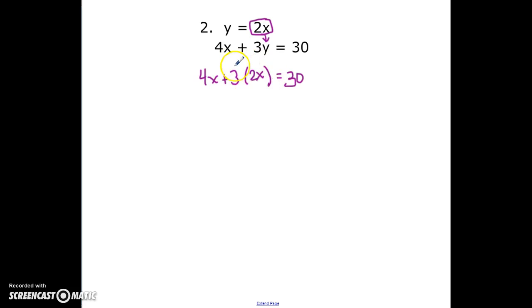So this would combine. 3 times 2x is 6x plus the 4x. So I have 10x equals 30. So x equals 3. And then to find my y, I'm going to replace this x into, you could use either equation. This one seems simpler. So y equals 2 times 3, which equals 6. So my solution here would be 3, 6.